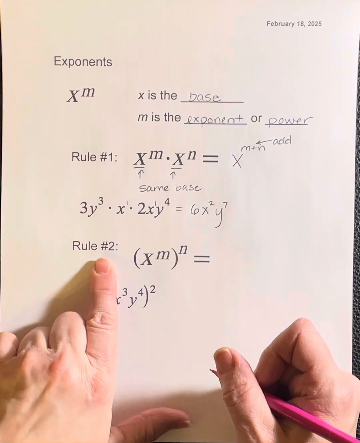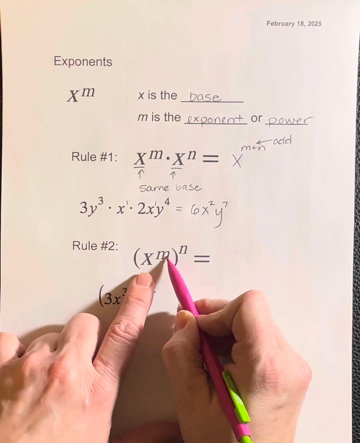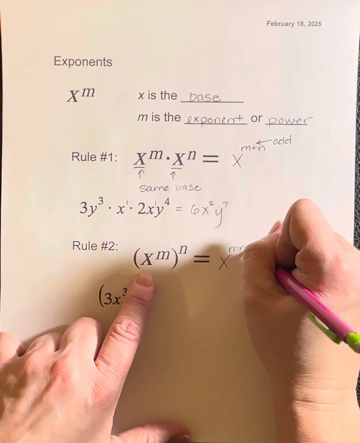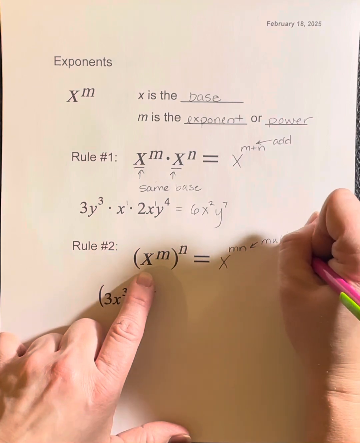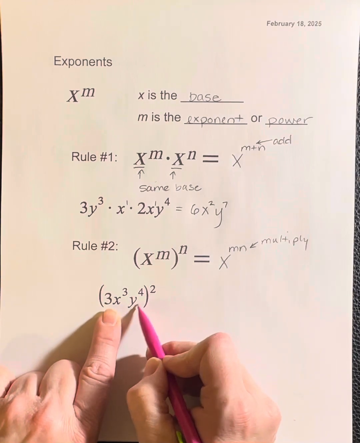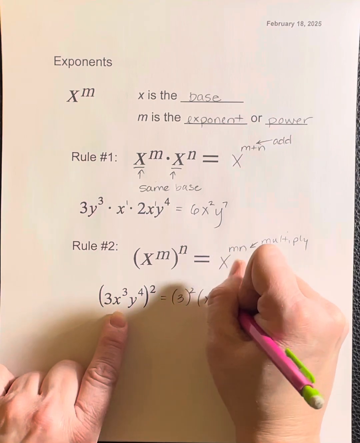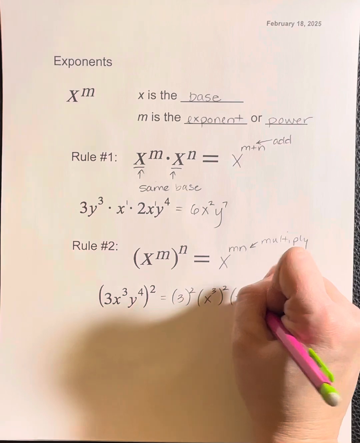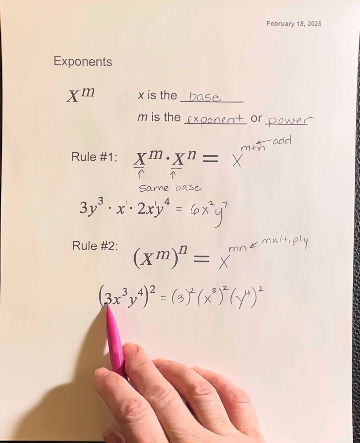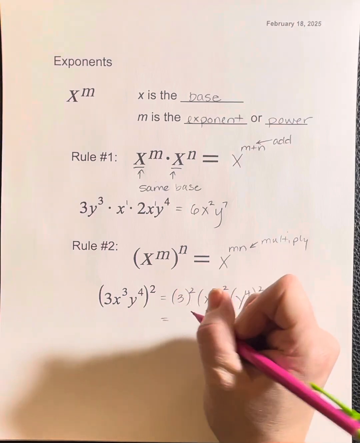All right. Rule number 2 is if you have a power to a power. So when this is in parentheses, I have a power to a power, and then what I do is I multiply my exponents. So everything inside here is going to get squared, okay? So I'm going to have 3 squared, I'm going to have x cubed squared, and I'm going to have y to the fourth squared. One of the most common mistakes is people forget to do this number to a power as well. So I like to write it all out first.